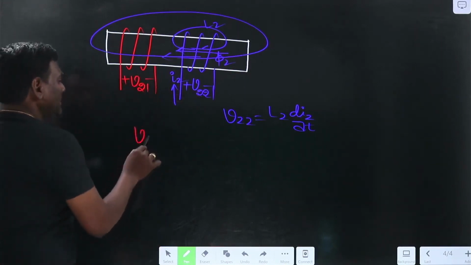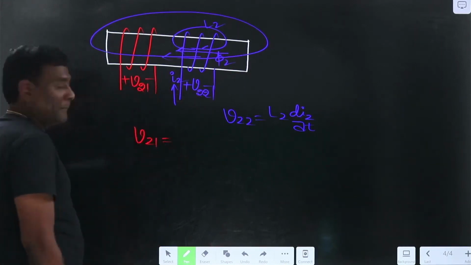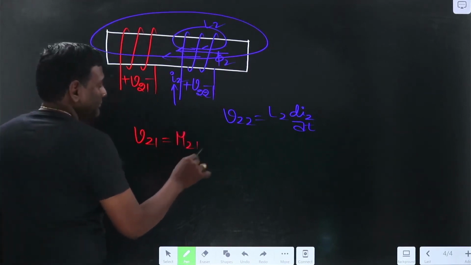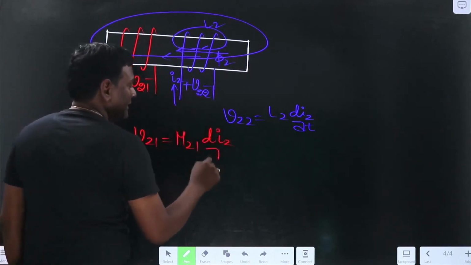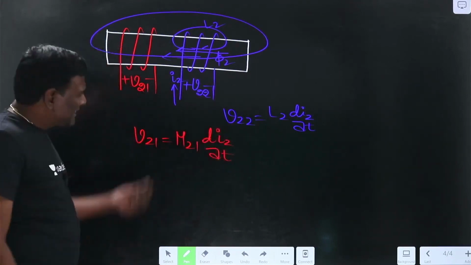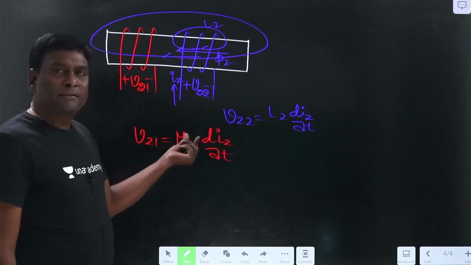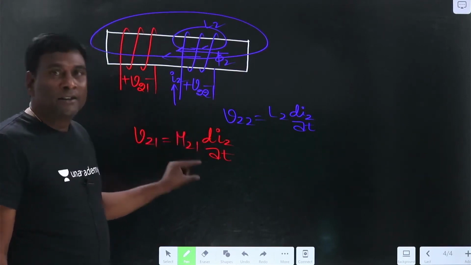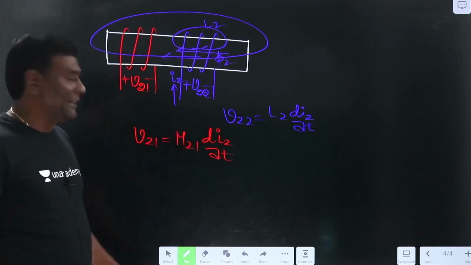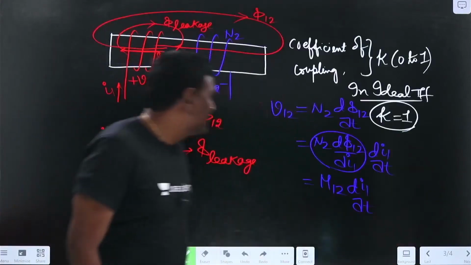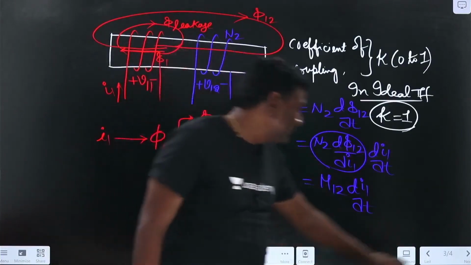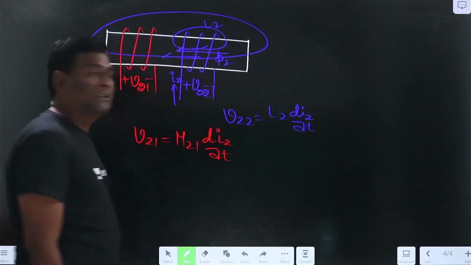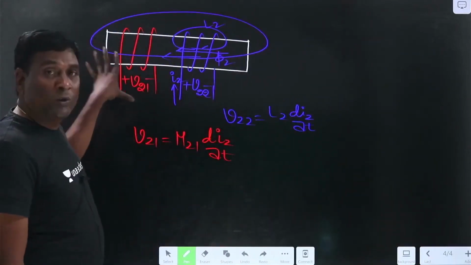So V21 is going to be M21 into di2 by dt, because of the change in current I2. Same like that, di2 by dt can be written as d pi 21 by di2 into di2 by dt. But anyway, this is going to be the induced voltage here.